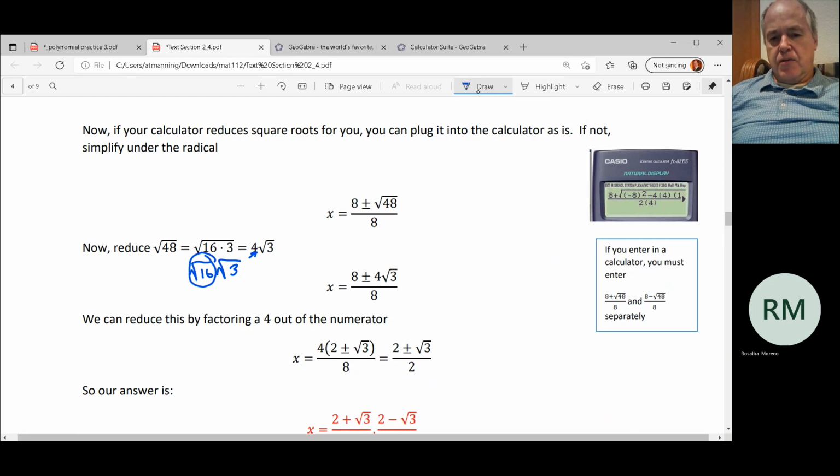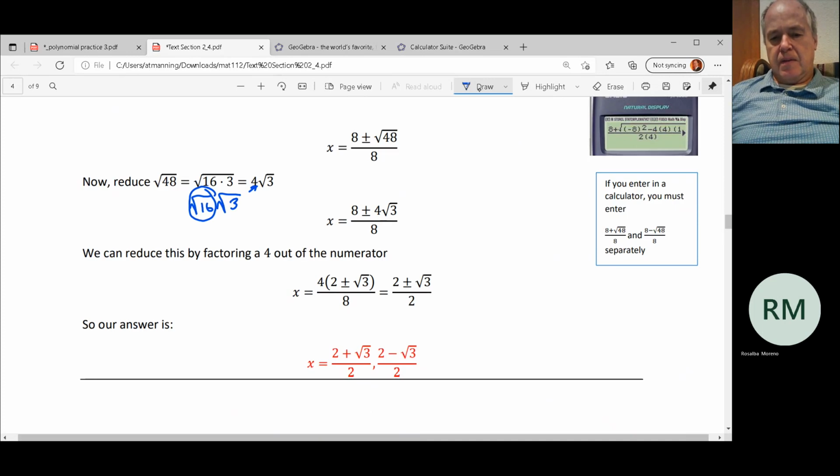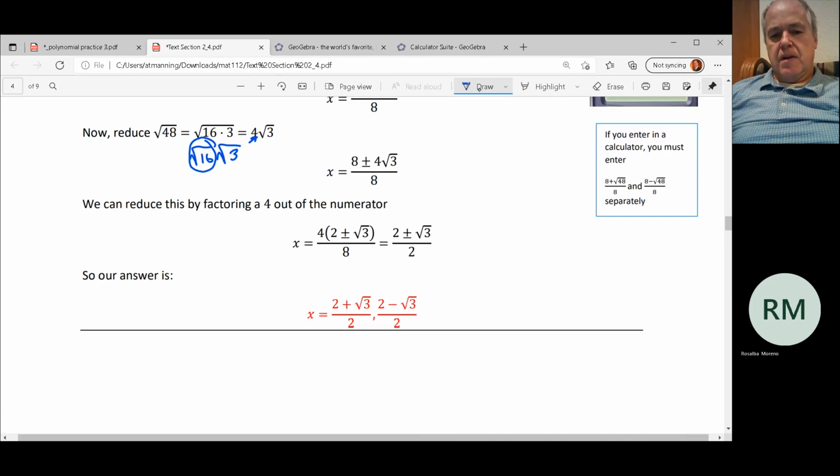Now to reduce this a little further, I can divide everything by 4, and I get 2 plus or minus square root of 3, divided by 2. So the two solutions are x is equal to 2 plus square root of 3 over 2, or 2 minus square root of 3, the quantity, over 2. Or you could say x is equal to 1 plus square root of 3 over 2, or 1 minus square root of 3 over 2.